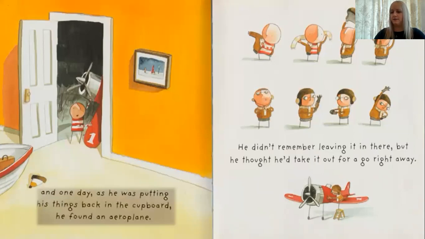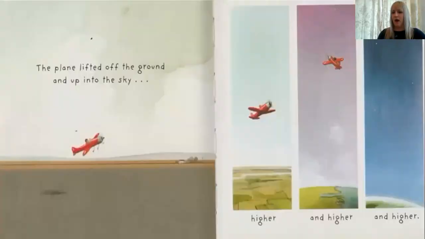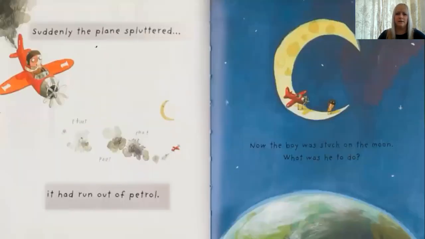The plane lifted off the ground and up into the sky. Higher and higher and higher. It's gone right up into space. Suddenly, the plane spluttered. It ran out of petrol. Oh no. Now the boy was stuck on the moon. What was he to do? Oh yes, look, there he is, really far away from Earth, isn't he?